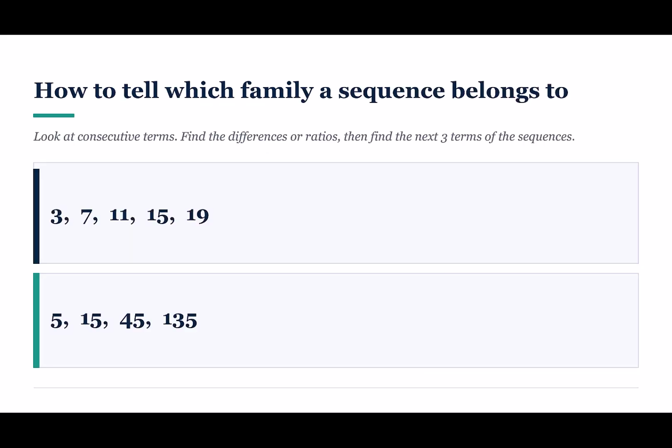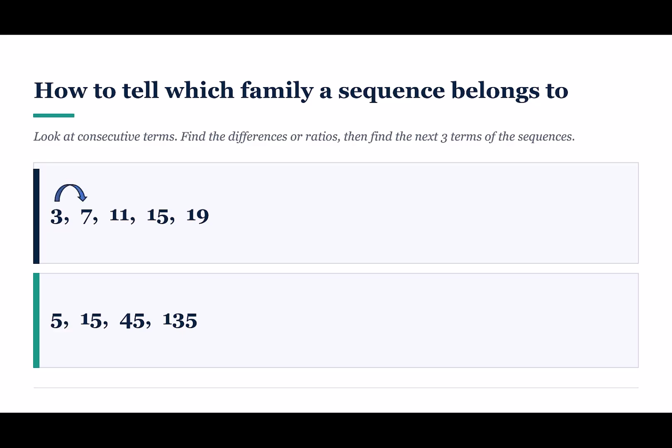So let's talk about how to tell which family a sequence belongs to. Is it arithmetic or is it geometric? Let's look at the consecutive terms and either find the difference or the ratio, then find the next 3 terms of the sequence. So what we're looking for is how are we getting from the first term to the second term to the third term? Are we adding a number or are we multiplying by a number?